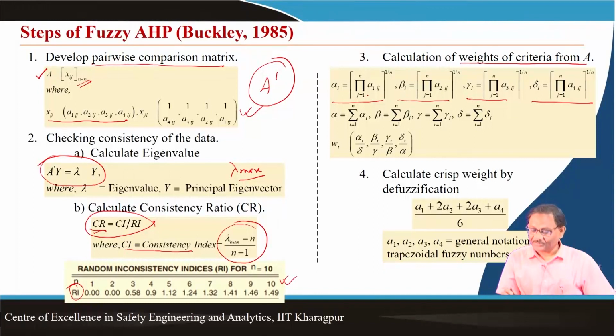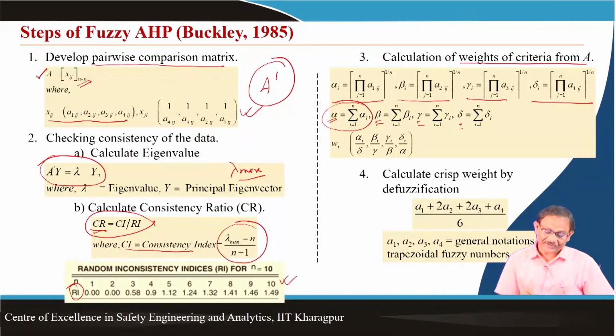So then after that, n numbers of alpha, n numbers of beta, n numbers of gamma and n numbers of delta you will be finding out. So alpha for A1, beta for A2, gamma for A3, delta for A4, for the 4 fuzzy numbers, the trapezoidal scale you are considering. Then find out their sum. The sum we are denoting by alpha, beta, gamma and delta.